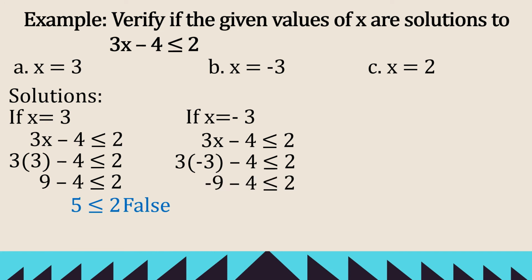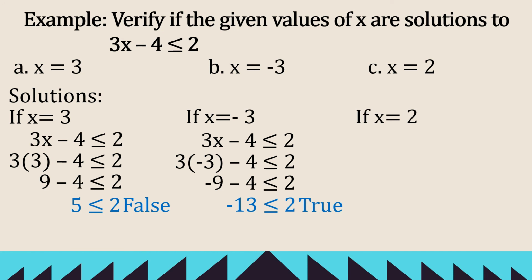3 times negative 3 equals negative 9, minus 4 less than or equal to 2. Negative 9 minus 4 equals negative 13. Negative 13 less than or equal to 2. Yes, this is true, simply because 2 is greater than negative 13.